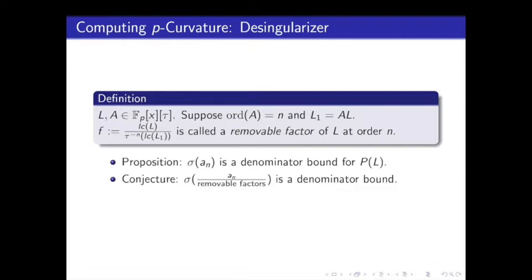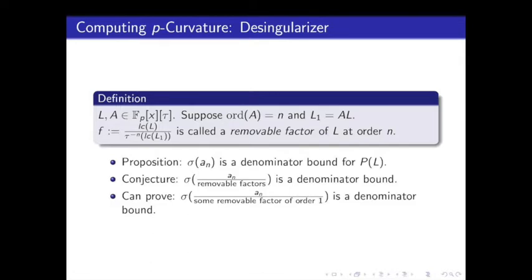In practice, we care more about removable factors of order one. So in our definition, we require our A to have order one. We only care about such removable factors, because if you want to desingularize at a higher order, that's going to take some time, so it's not worth doing. And we can prove that a particular removable factor of order one does not show up in the denominator.